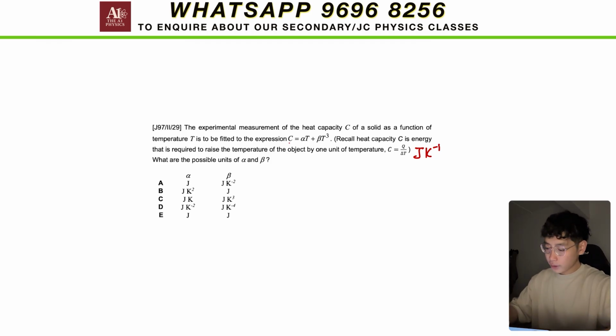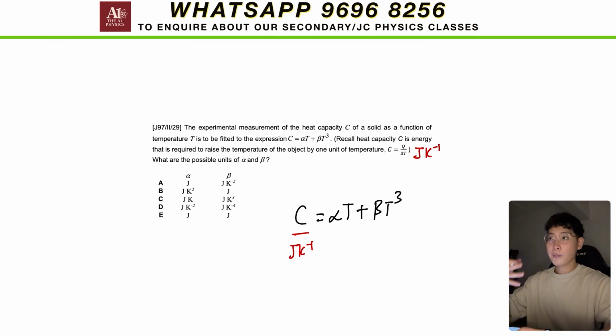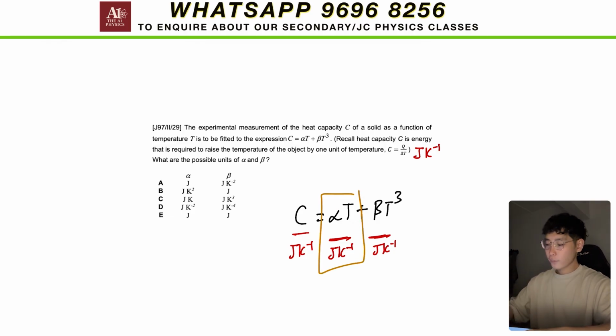So we know that over here in this equation, in fact, let me just expand this equation over here. C equals to alpha T plus beta T cubed. This guy, we know the unit is J K minus 1. So we know that every single term in the equation must also have the same unit, J K minus 1, right? That's the concept of homogeneity. So let's zoom in over here, alpha T. We know that the unit for temperature is Kelvin, right? Unit for temperature is Kelvin.